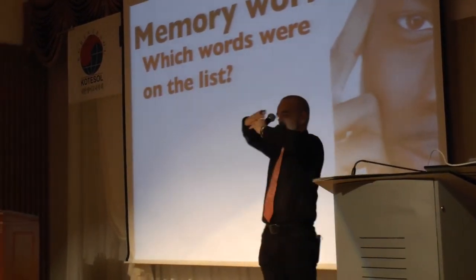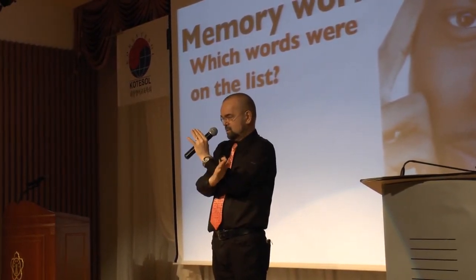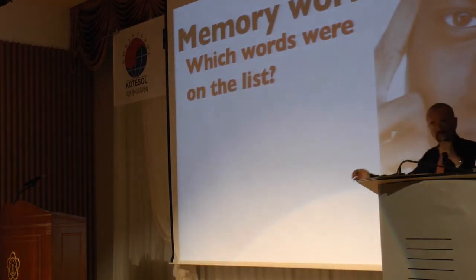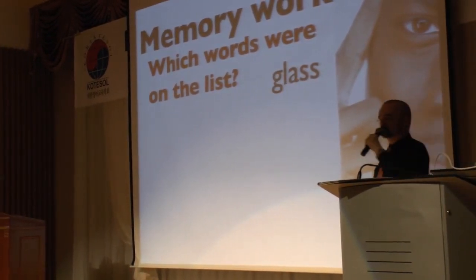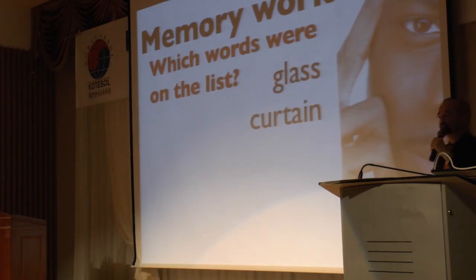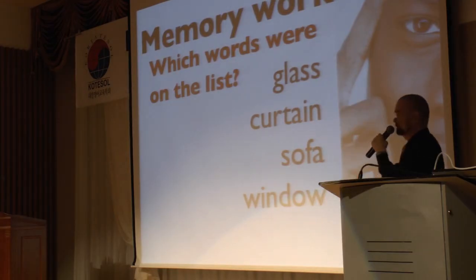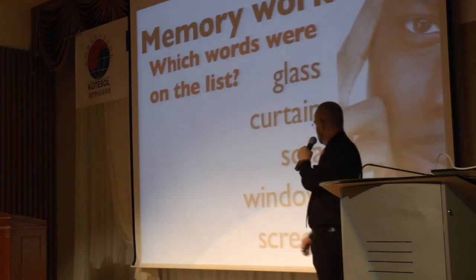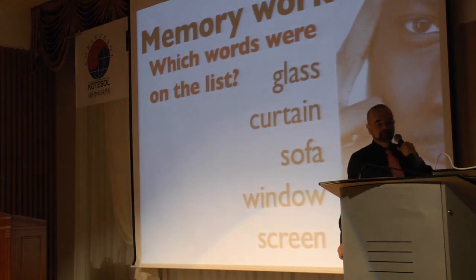Let's go back to our list. Can we check this as a circle or an X? Circle means yes, X means no. Did you hear these words in the memory test? Glass. Curtain. Sofa. Window. Screen.